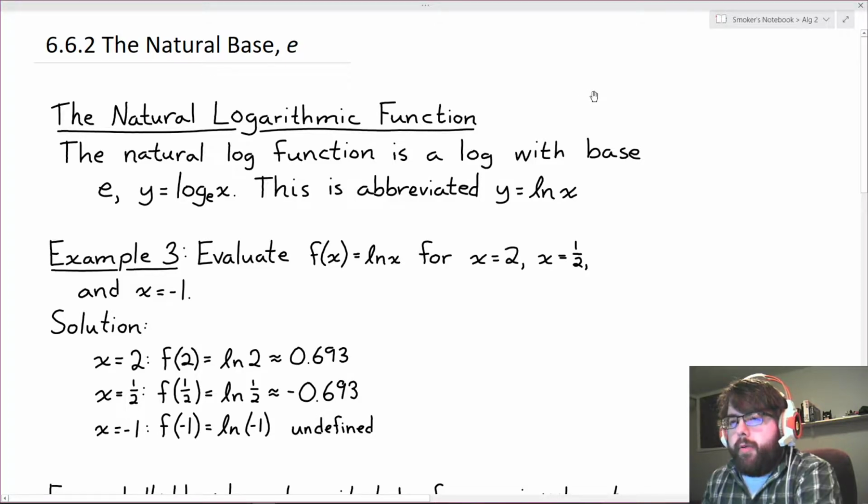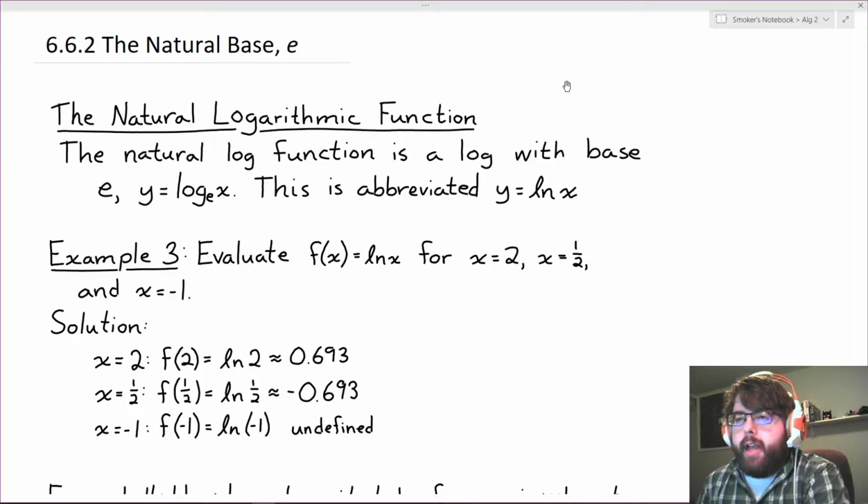So, in the first part, we talked about how we got the number e, that irrational number, which is called the natural number. And we used it as the base of an exponent. Well, now we're going to use it as the base of a logarithm. This is called the natural log, when e is the base of a log.